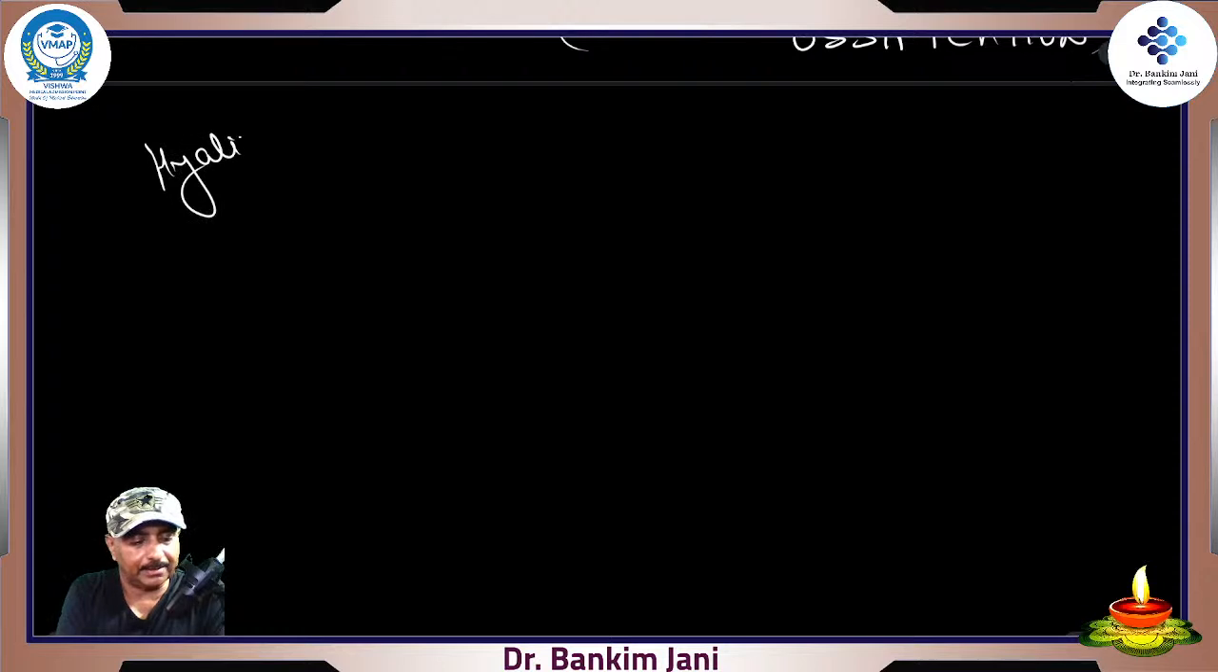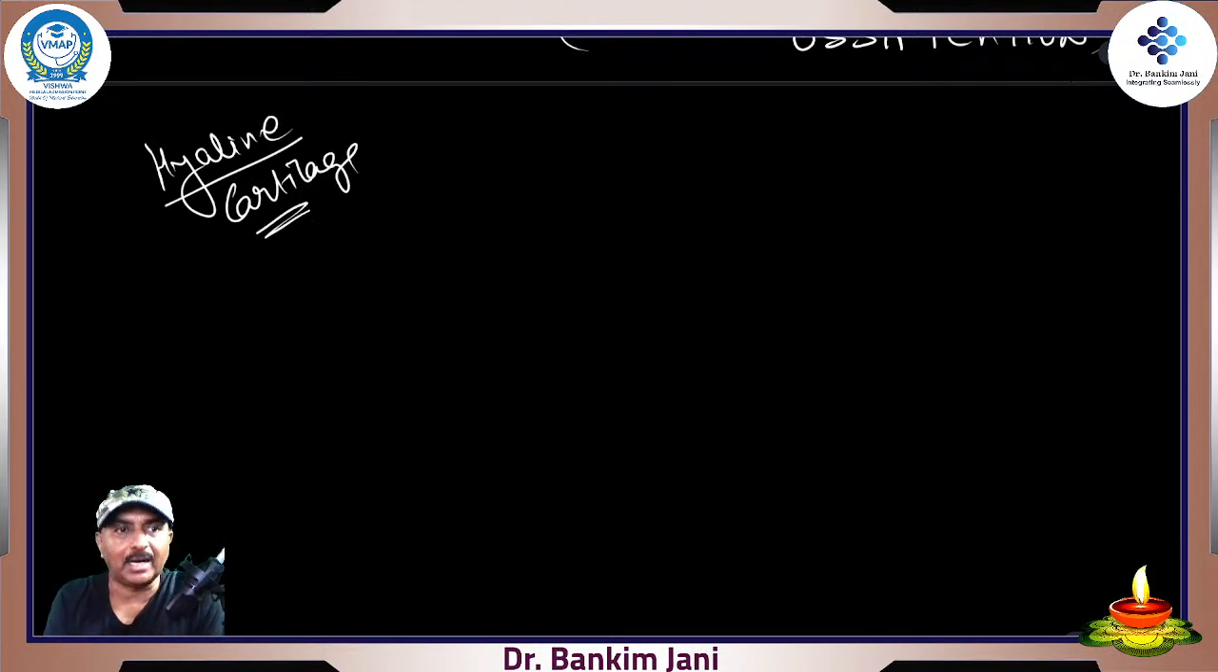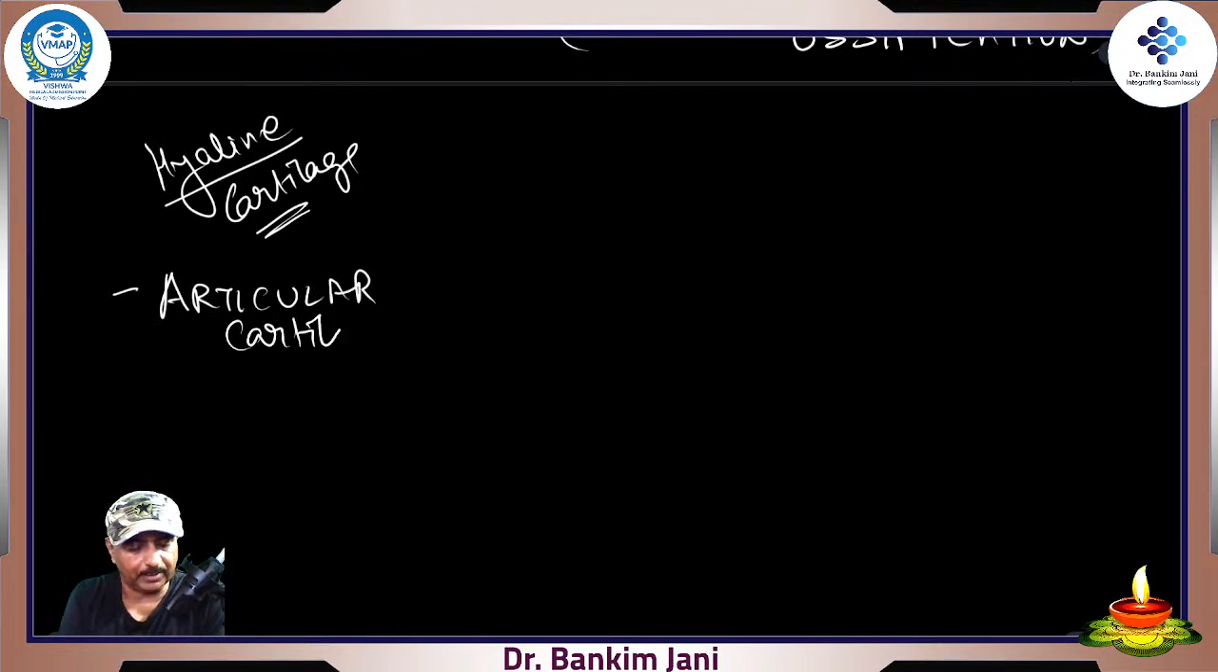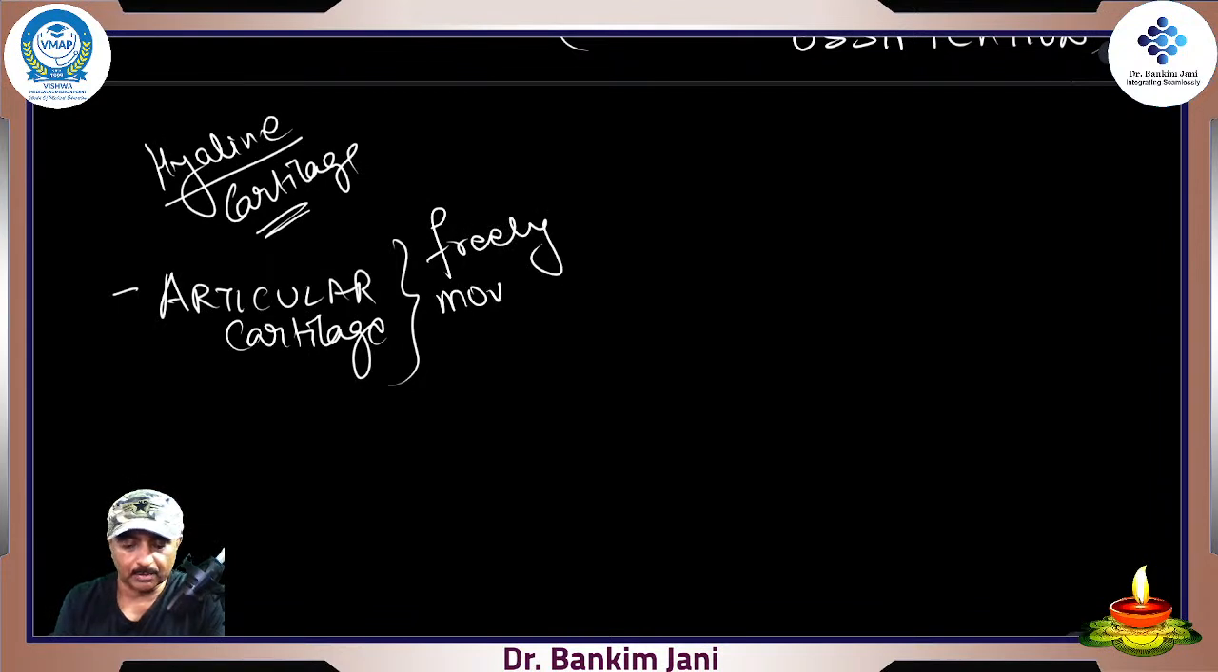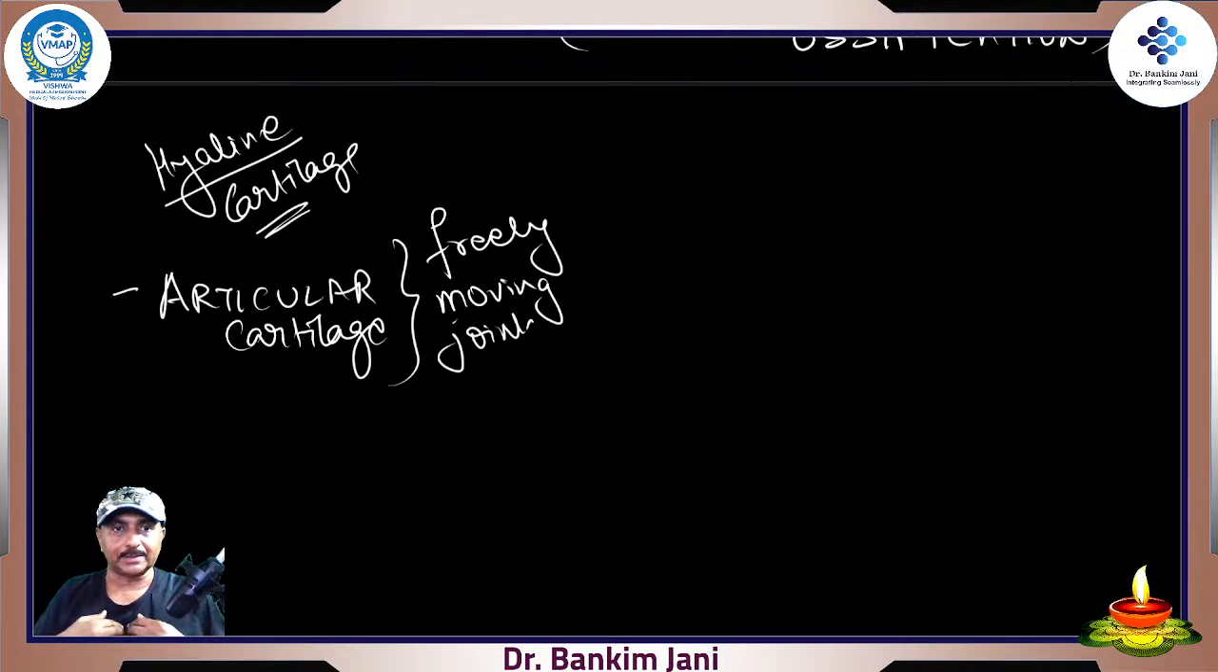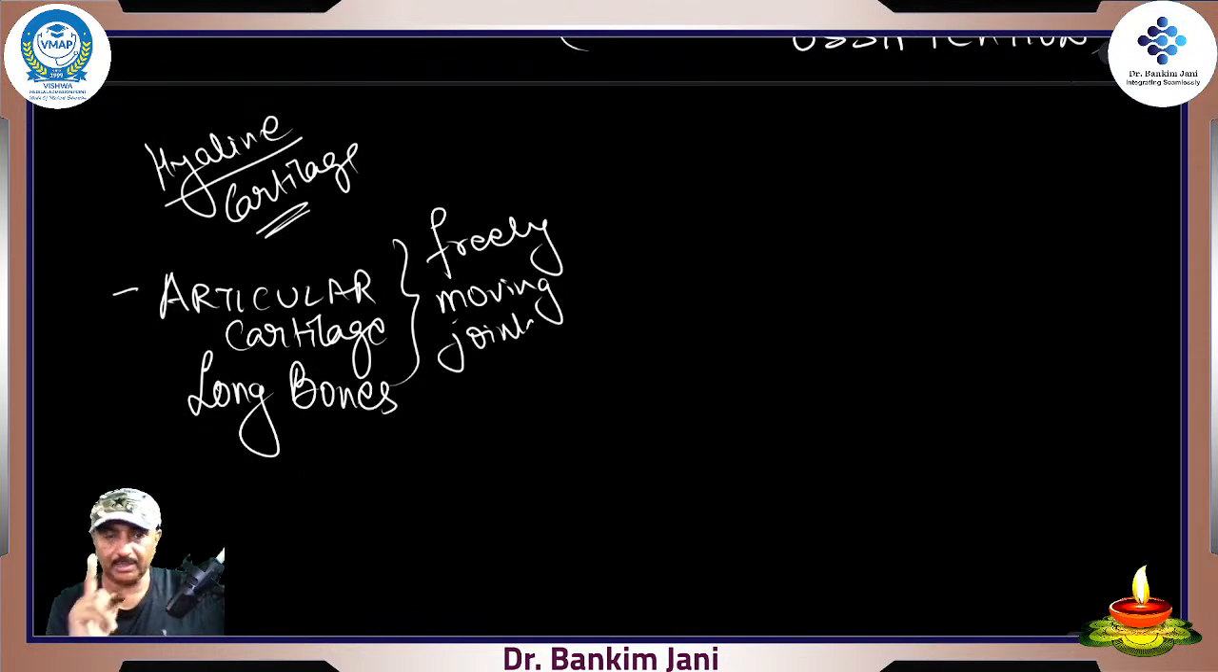So for this hyaline cartilage, the eagerly awaited question: where exactly is it present? Hyaline cartilage. One, remember articular cartilage, all the articular cartilage, the joint formations. You will find it over there. Now, articular cartilage means what type? Freely moving joints. Joints are also formed when we talk about the knees, where the meniscus is in between, or our intervertebral discs. So they are also joints, but not as freely movable as, say, the shoulder or hip joints. So articular cartilage is for long bones. Remember the keywords: articular cartilage, long bones, and freely moving joints.